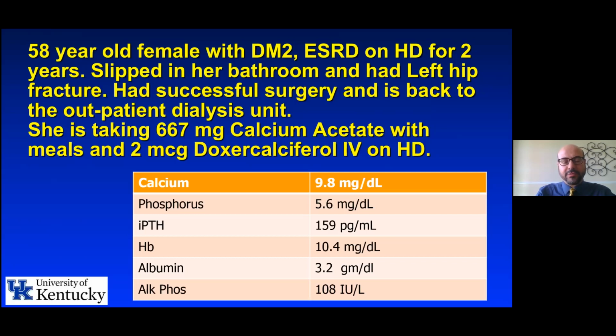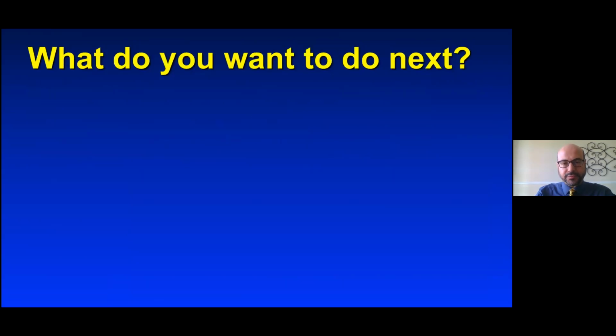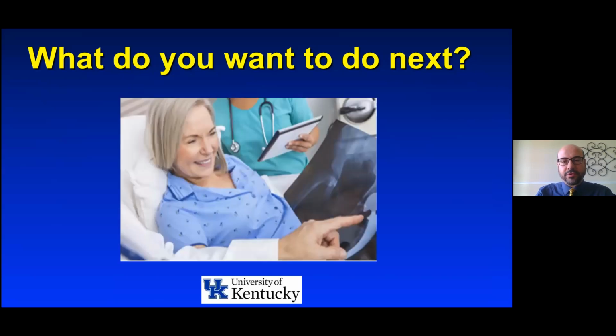She was on hemodialysis three times a week. These are her labs. Her serum phosphorus level was 5.6. Her calcium was 9.2 and albumin 3.2, so the corrected calcium was a little bit over 10. Her PTH was 159, hemoglobin 10.4, and alkaline phosphatase 108. And we asked what we need to do next for this patient.